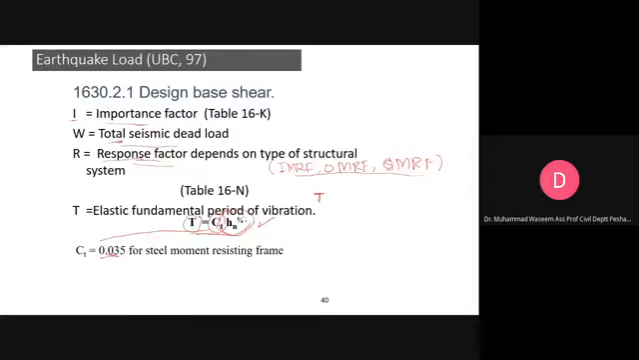You can estimate the fundamental time period of your building using this empirical formula. For steel structure, you need this coefficient, which is 0.035, and you have to multiply it with the height of the building. So in order to estimate the fundamental time period of vibration for your building, and this period, this R value, this weight, this I, you will use it to compute the base shear.